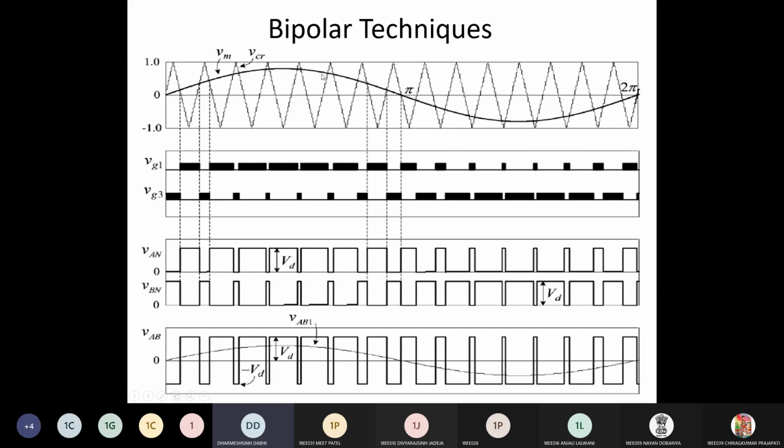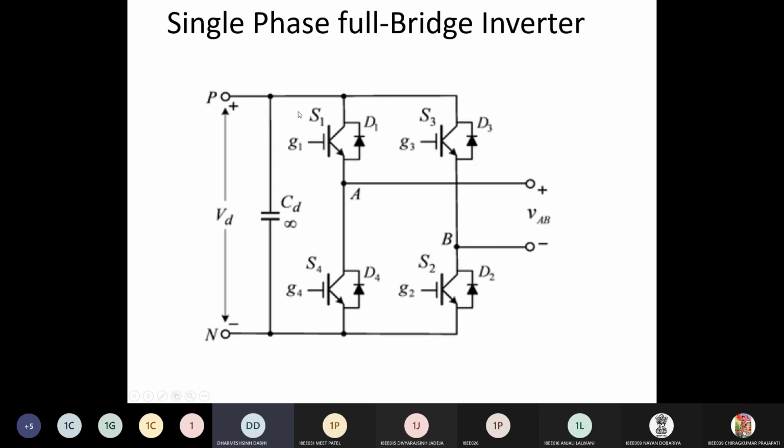sine wave, which is your reference wave, with the triangular wave, which is nothing but a carrier signal. So we compare the sinusoidal signal with the triangular wave, and the logic is: when your sine wave is greater than the triangular wave, at that time generate the gate pulse, which we call VG1. That VG1 is applied to both switches S1 and S2 simultaneously, so both are turned on at the same time.